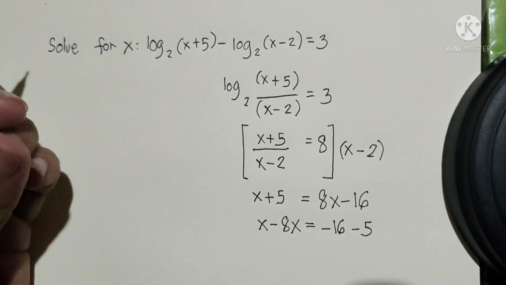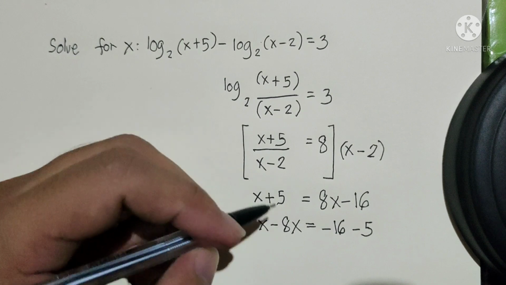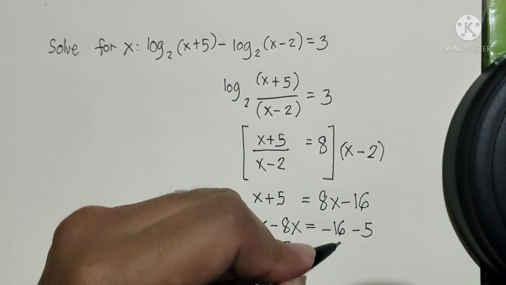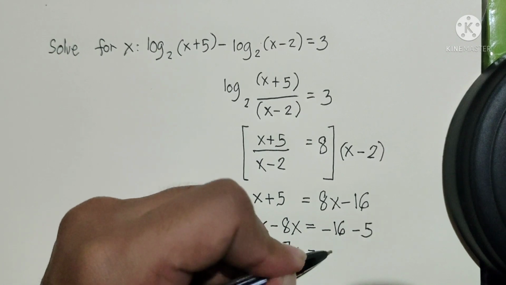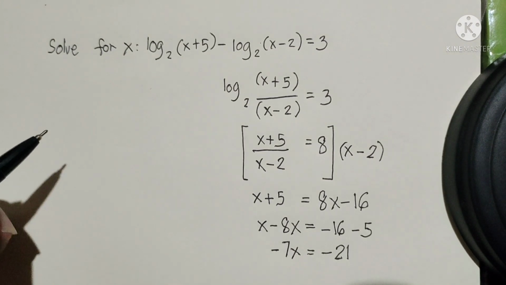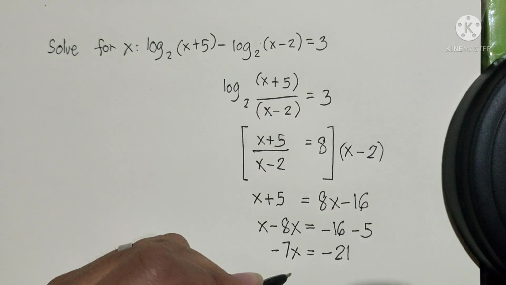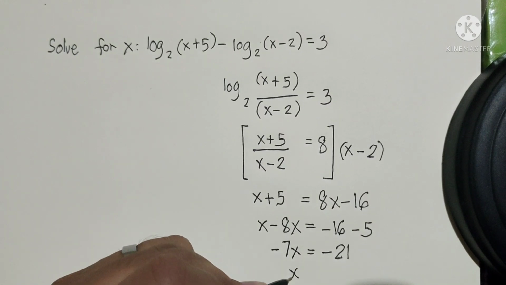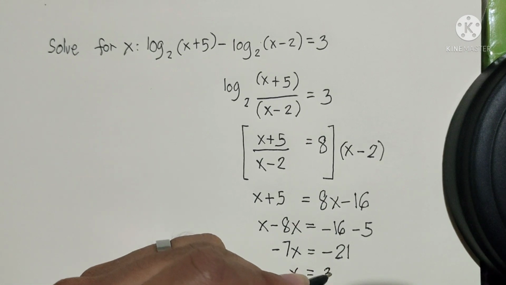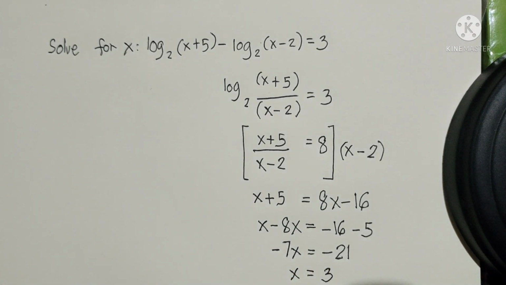Then we combine like terms. X minus 8x is negative 7x. Negative 16 minus 5 is negative 21. Now to solve for x, we divide both sides by negative 7. So pag dinivide natin yung left by negative 7, ang may iwan ay x. While yung right will be 3. So, the answer here is 3.